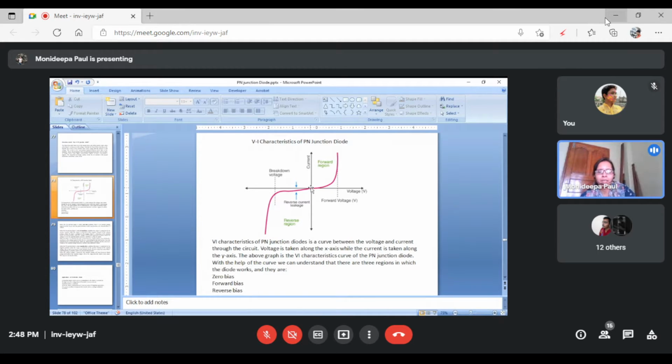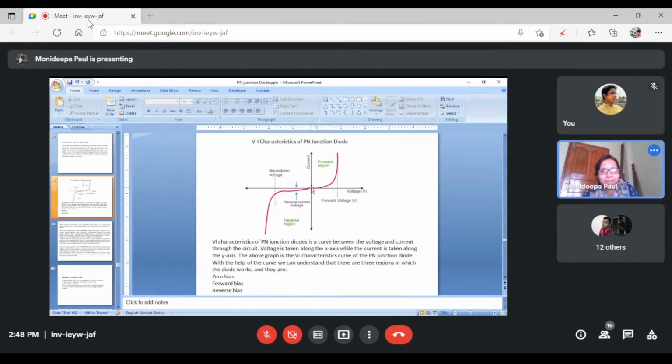So silicon, any kind of p-n junction made of silicon, has a voltage of about 0.6 volt. That means the forbidden energy gap is 1.1 electron volt. Okay. So first we apply a voltage of 0.1 volt.